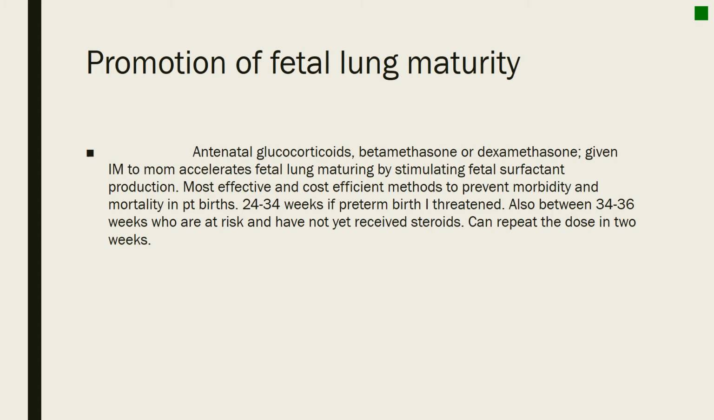All right, so we want to promote fetal lung maturity. We're going to use antenatal glucocorticoids. Betamethasone, dexamethasone, these are given IM to mom. It accelerates fetal lung maturity by stimulating fetal surfactant production. It's the most cost-effective and efficient method to prevent morbidity and mortality in preterm births. 24 to 34 weeks is when we give it if there's a preterm birth that's threatened. Also, it can be between 34 and 36 weeks for someone at risk who's not yet received steroids. We can repeat this dose in 2 weeks.